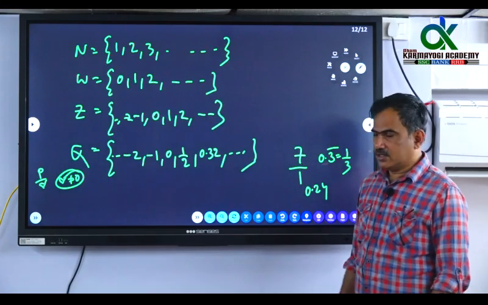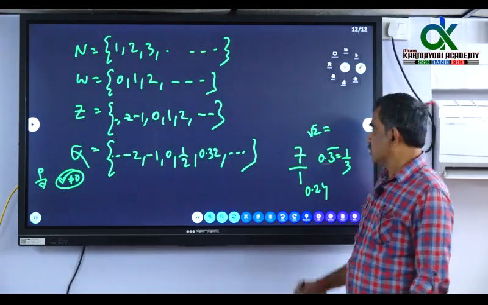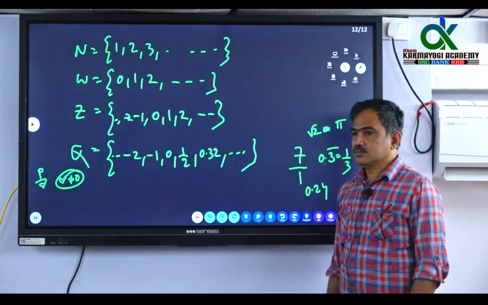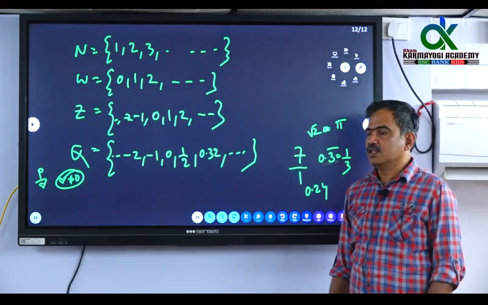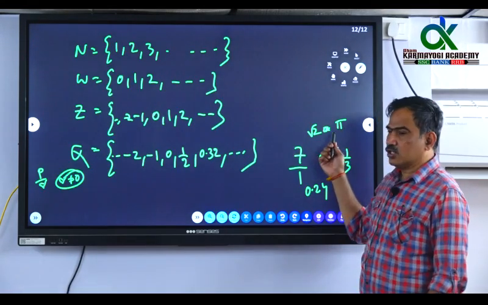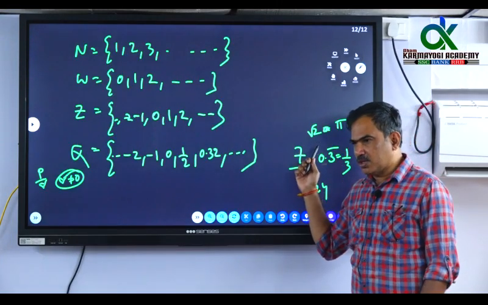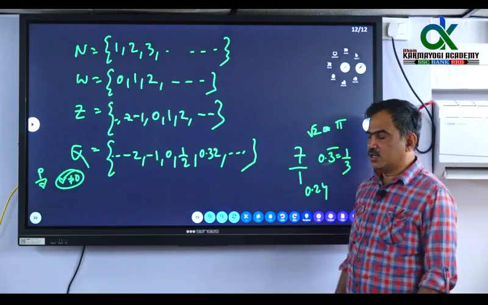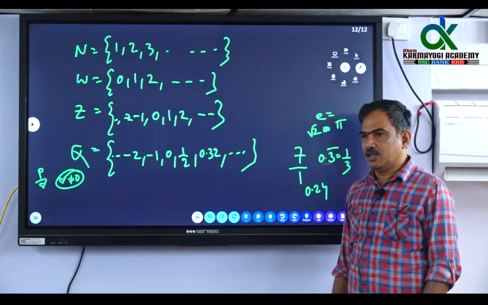Is √2 a rational number? No. Is pi a rational number? Pi is not rational. Pi generally we can write as 22 by 7, but it is not exactly 22 by 7. It is approximately 22 by 7. Pi is an irrational number. What about E? E is also an irrational number.